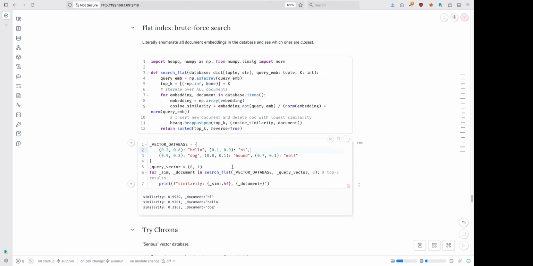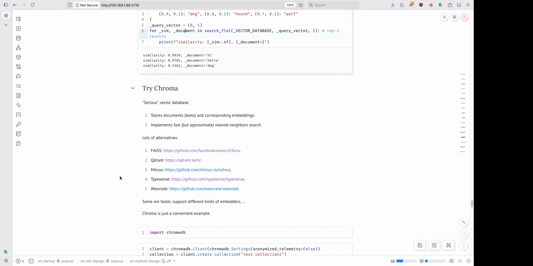So here, let's say we are looking for a greeting. Our query vector is 0, 1. We're looking for something that is high in greeting. Indeed, if we literally enumerate all our database, we get the correct answer. We'll see that hi and hello have very high cosine similarity with the query vector. This is obviously a toy example.